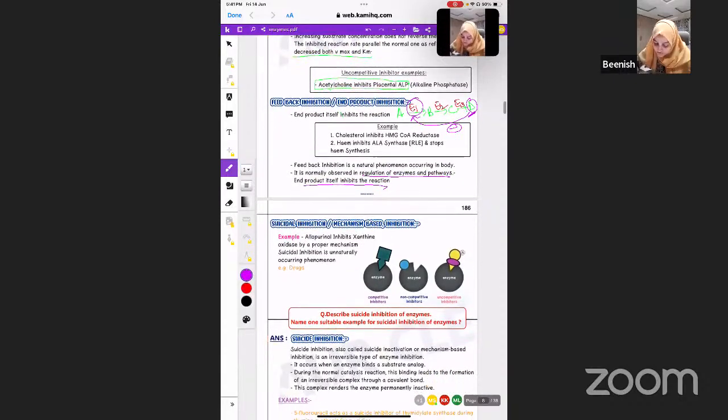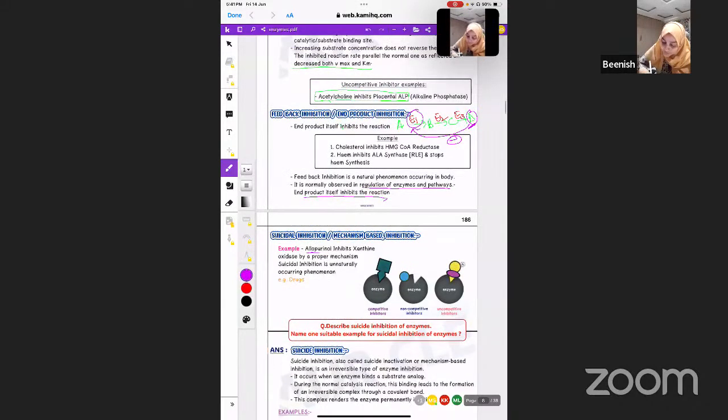Now moving on to suicide inhibition. What is suicide inhibition? Here, your inactive compound is going to bind to the enzyme, and via the enzyme's mechanism, it is going to be converted into a more potent form and irreversibly bind to it. For example, allopurinol inhibits xanthine oxidase by suicidal inhibition. And this suicidal inhibition is not a naturally occurring phenomenon, unlike feedback inhibition, which is naturally occurring.